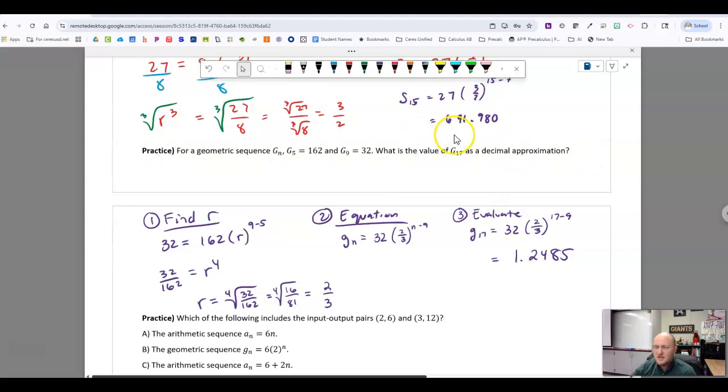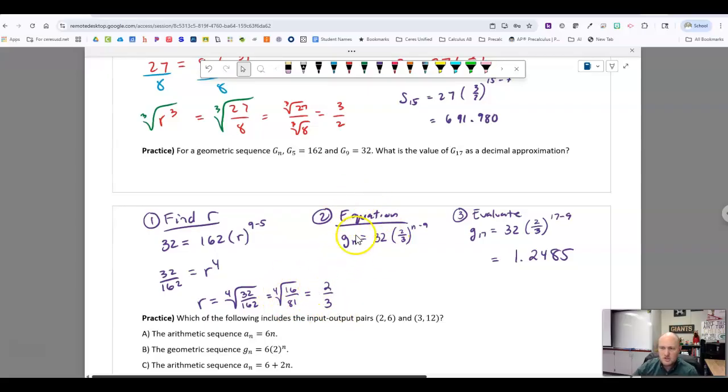They want the 17th term of your geometric sequence. So given two terms, we have to first find that common ratio. And what we do is we can just set up an equation, and we have to take the fourth root. So hopefully you used a calculator, or you reduced the 32 over 162 to give you 16 over 81. And those fourth roots are known, so we get 2/3.